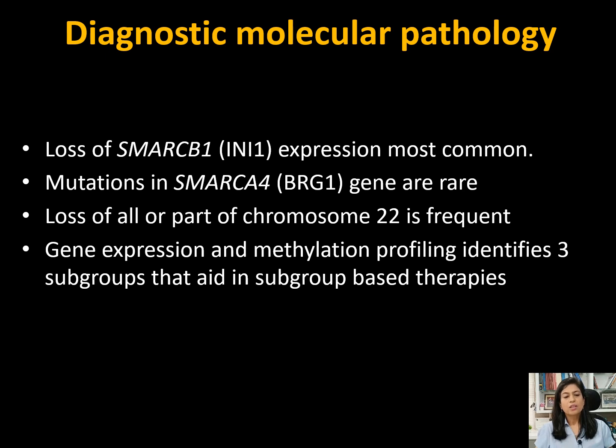Diagnostic molecular pathology. Loss of SMARCB1, that is INI1 expression at the protein level, is seen in most cases of ATRT. Mutations in SMARCA4, that is the BRG1 gene, are rare. Loss of all or part of chromosome 22 is frequent. Gene expression and DNA methylation profiling identifies 3 potential subgroups that can potentially aid in subgroup-based therapies.